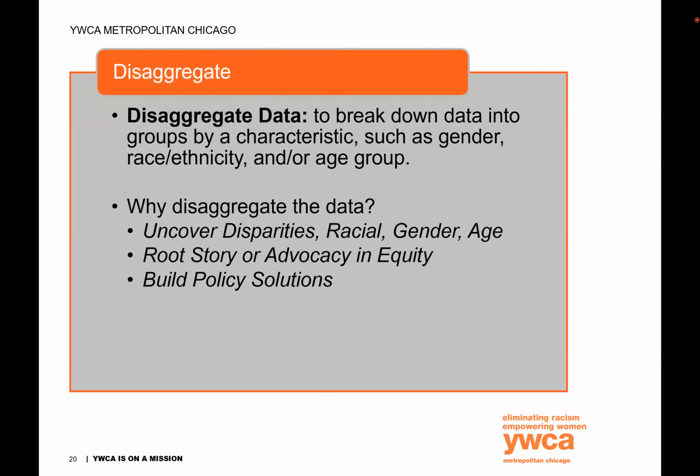When we disaggregate data, we find that there are disparities, and in our example, racial disparities, which means that some children are living in poverty at higher rates than others. When we disaggregate data and reveal disparities, we can root our story and advocacy in equity, especially race and gender equity. And we can build policy solutions that address poverty for children of color, which, as a result, will lower the poverty rate for all children across the state.